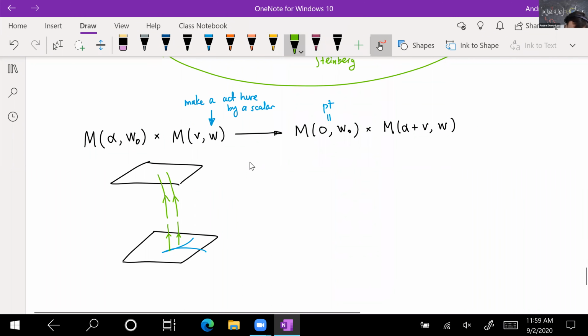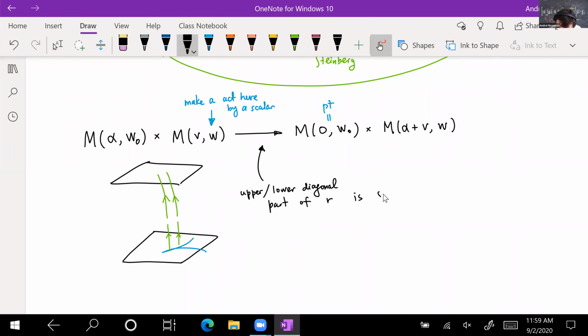So inside the support of the stable envelope, we can choose in particular the classical part, or the one half of the classical matrix, the upper or lower diagonal part of R, the classical matrix, that would be supported on the Lagrangian Steinberg correspondence.